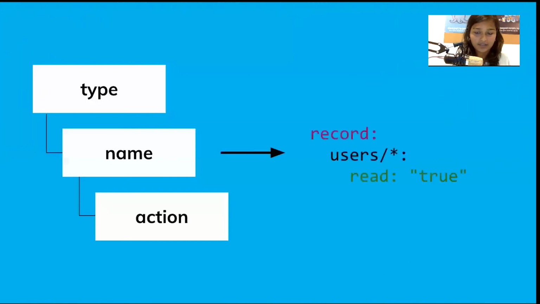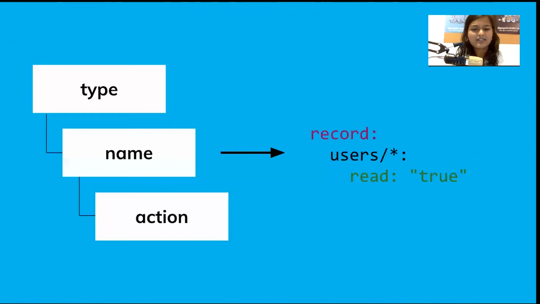Let's have a look at an example. I have a record, which is the type, and I have the name of the record, which is user/star. That means any record which starts with user/, and it can contain anything after that, which is basically the meaning of asterisk, like in the SQL format. So I have the name of the record user/star, and I'm doing the action, which is read equals true. So I'm basically setting a read equals true access. Basically, I'm allowing everyone to read the record by the name user/star. So everyone is allowed to read this particular record in my application. That's what this permission means.